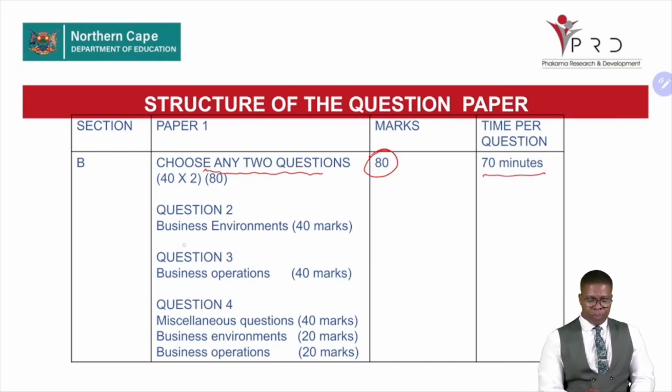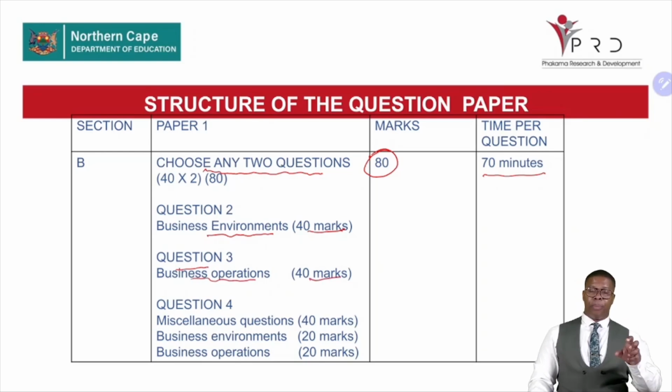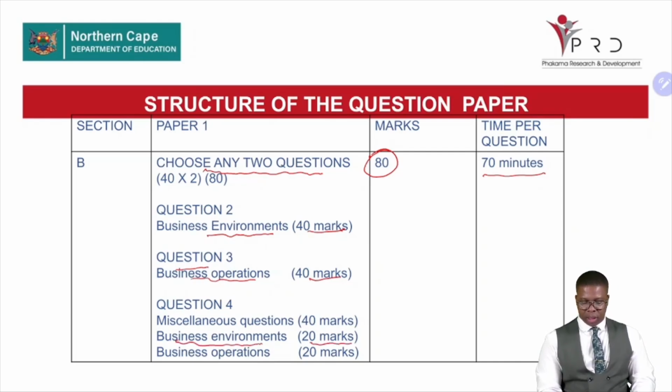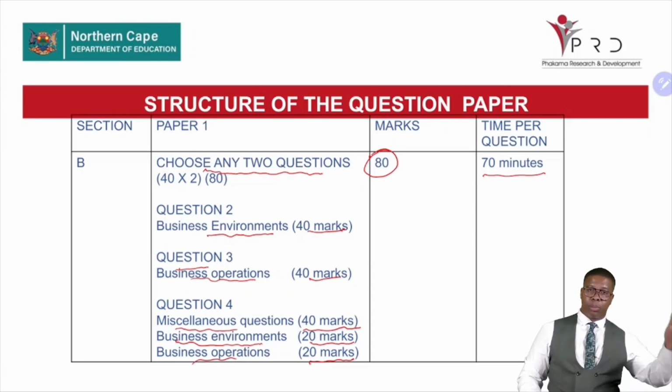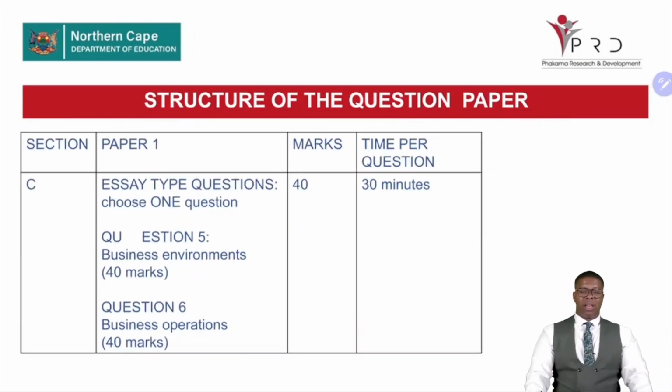So for question 2, you will be having business environment for 40 marks. And for question 3, you'll be having business operations for 40 marks. And then question 4 is a combination of both, whereby you will be having business environment allocated 20 marks and business operations also being allocated 20 marks for 40 marks. And this is a question that we call miscellaneous questions because it combines both aspects of business environment and business operations. Then we also have section C.